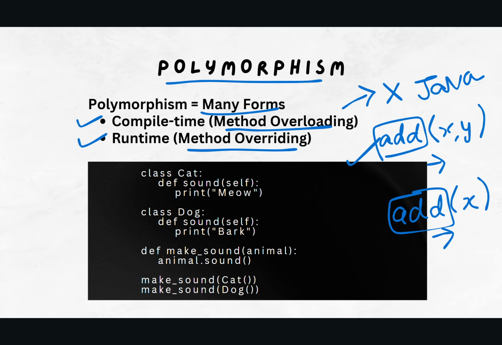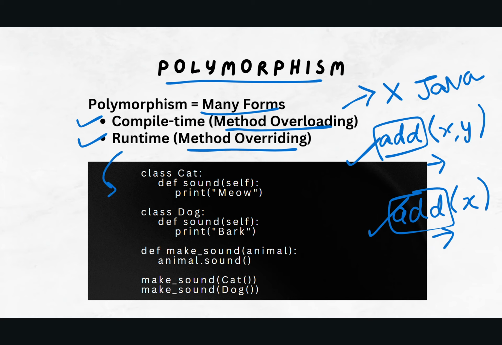If we give just one parameter, then this function will be used. That is figured out by the compiler itself, like which one to call. Okay, so that is why it is called compile time polymorphism, right? And in runtime polymorphism, this is method overriding.